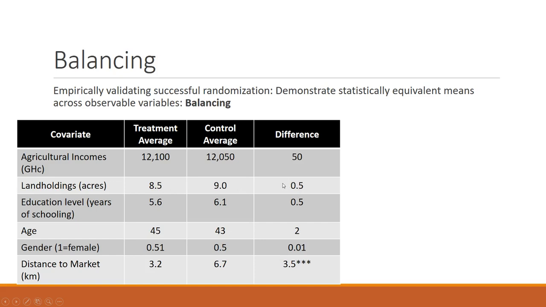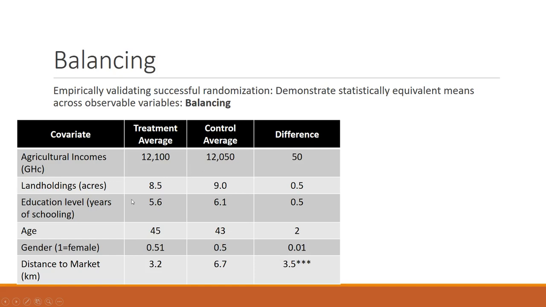All right. When we're doing these balancing tests, we want our randomization to achieve statistical independence. Statistical independence means that there is no difference between the treatment group and the control group on average. That means I want to see these differences to be insignificant, not significant. I do not want to see a statistically significant difference between these averages.